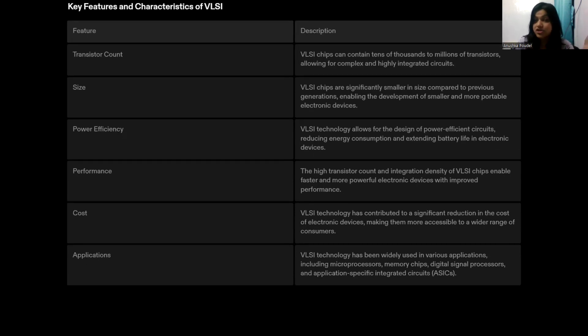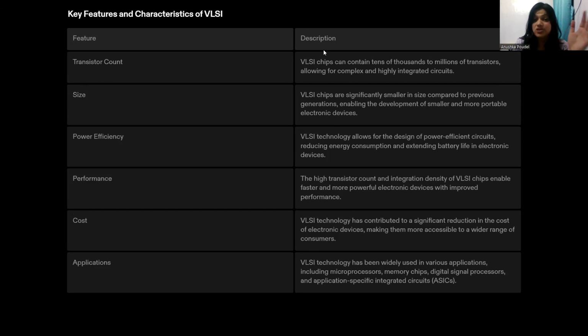We'll be looking into the key features and characteristics of VLSI. The transistor count: here the transistor count has increased. A VLSI chip can contain tens of thousands to millions of transistors, allowing for complex and highly integrated circuits. The size here has significantly decreased, smaller than previous generations, enabling development of smaller and more portable electronic devices. Basically, the miniaturization of the size has increased.